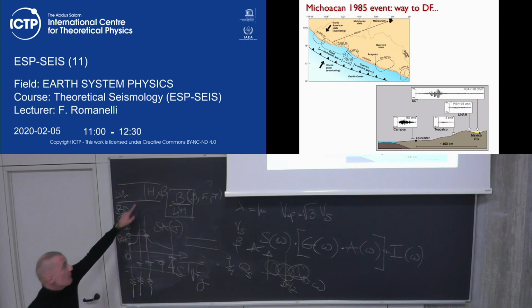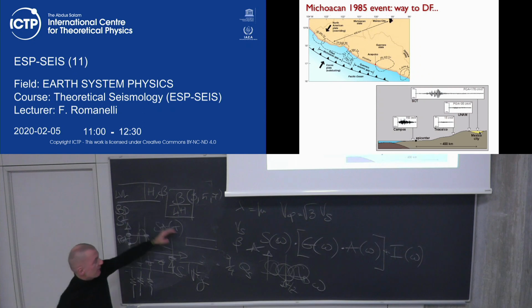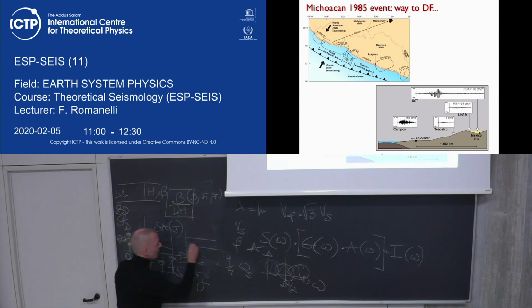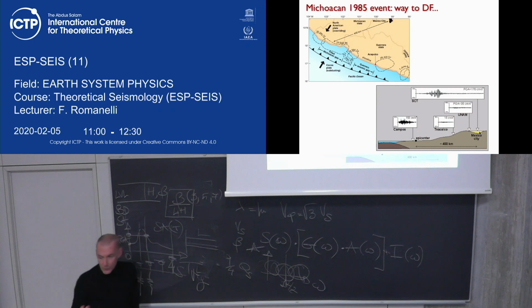So, in its simplest version, the amplification, the resonance frequency of a low velocity layer over bedrock is like the one of the clarinet, with S-wave velocity instead of the velocity of sound, and thickness of the layer instead of the length of your clarinet.